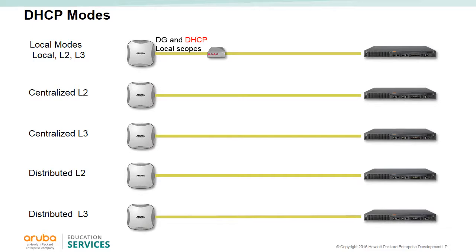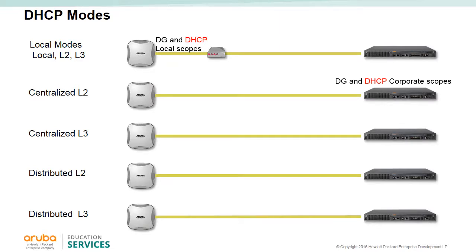Centralized L2 mode. The DHCP server is centralized and the branch is an L2 extension. In this mode, the DHCP server and the gateway for the client reside in the data center, and the IAP cluster is essentially extending the corporate network to the branch office or your home office.